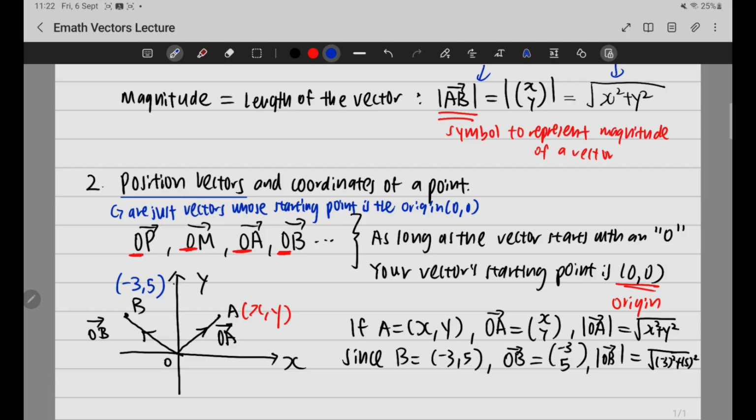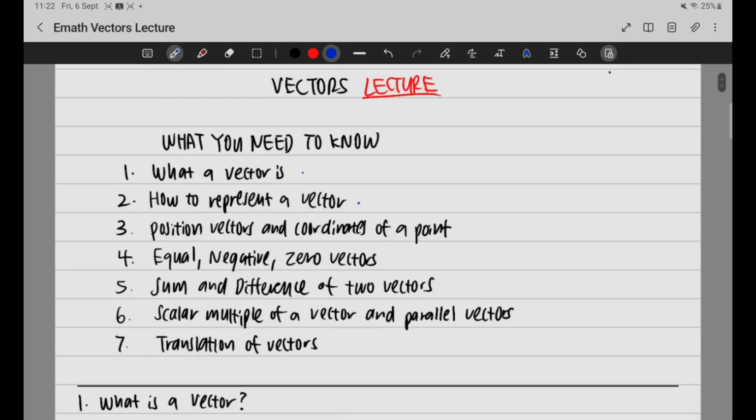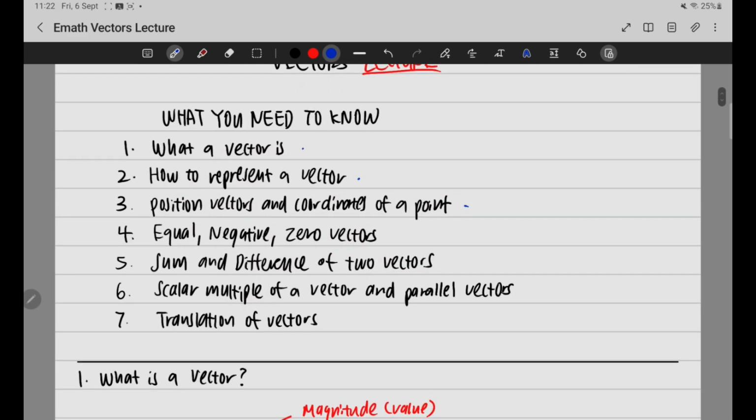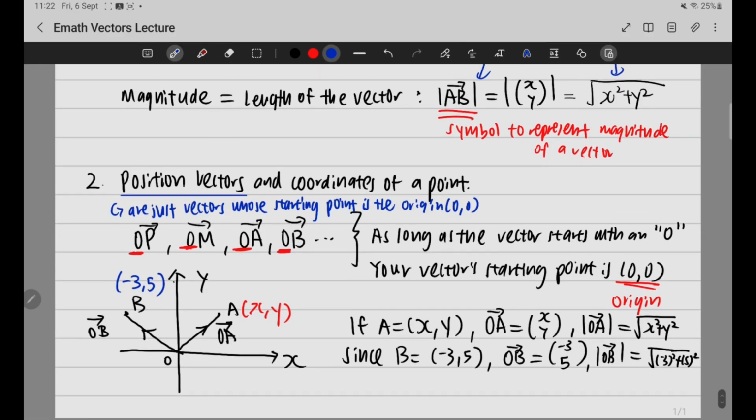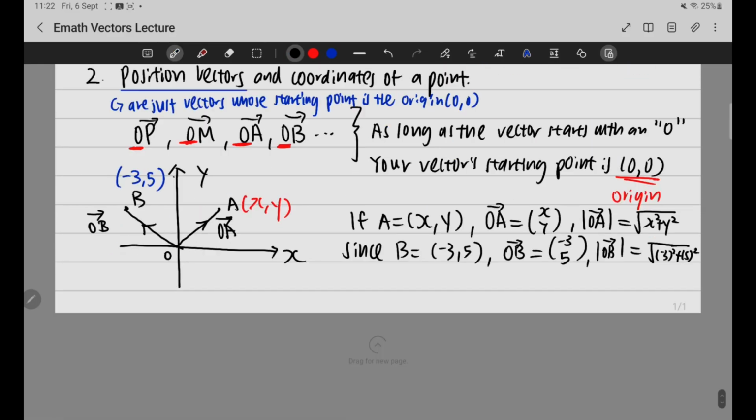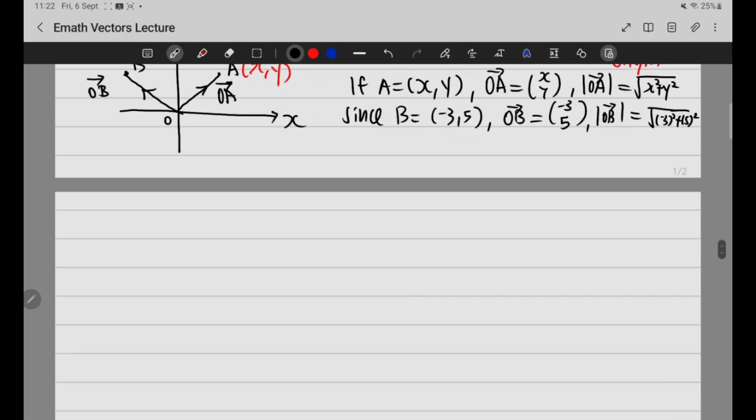Alright, so that is how you link position vectors to the coordinates of any point in the Cartesian plane. So that is that for the third point. Now let's talk about the next point, which is equal, negative, and zero vectors.